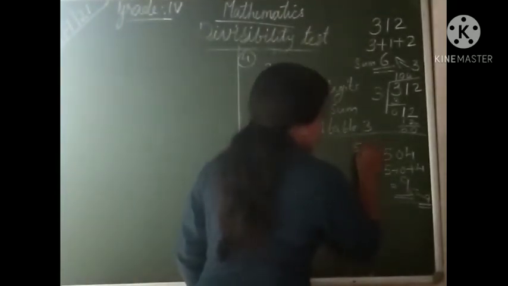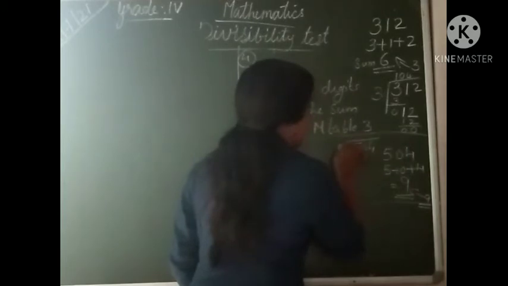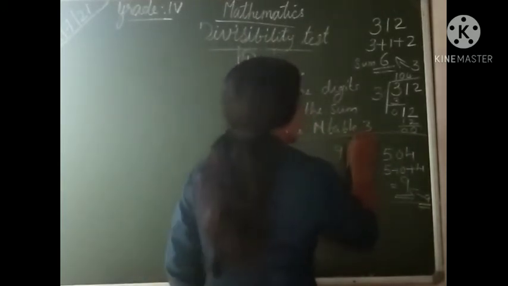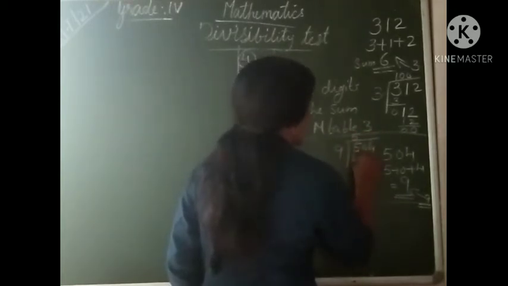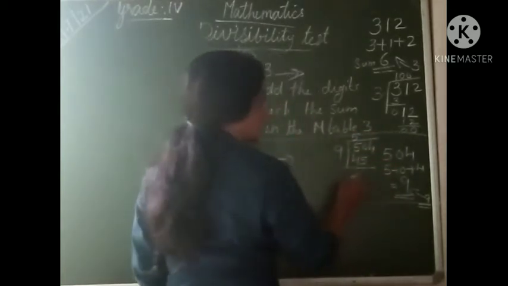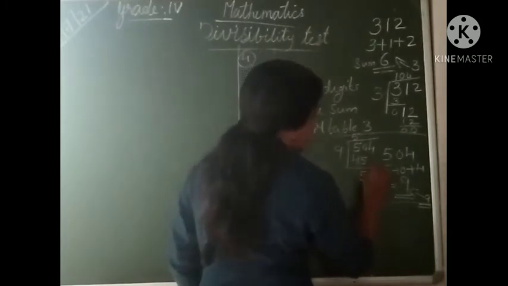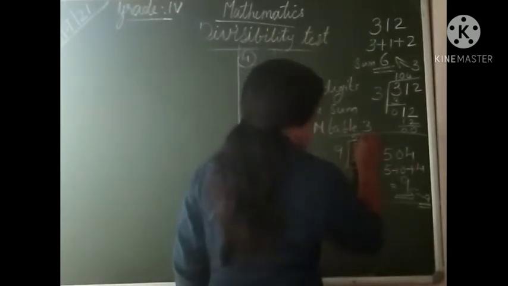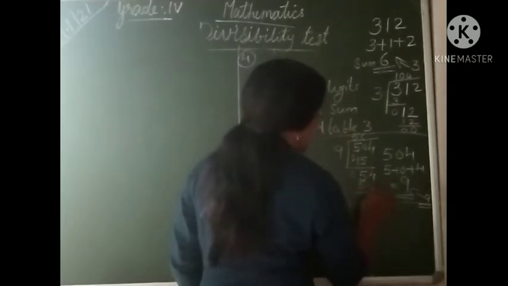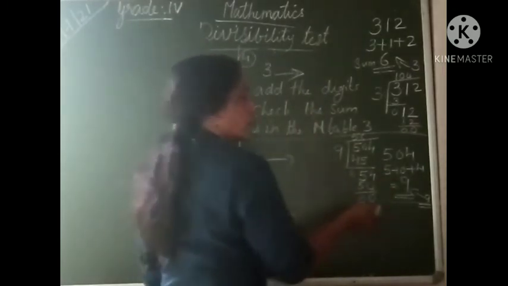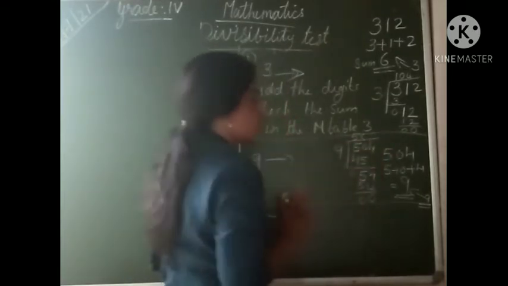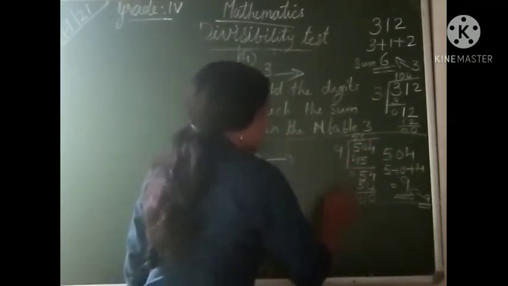We can check 504 divided by 9. 9 5s are 45. Then the remainder is 5. 5 plus 5, 10. Remainder 10. 54: 9 6s are 54. What is the remainder? 0. So what I told first, that this number is divisible by 9, after division also the remainder is 0.